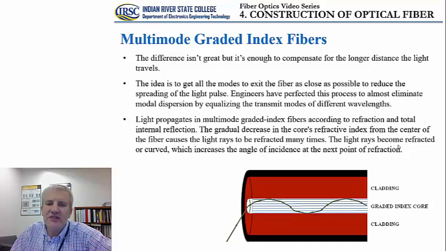And by doing that, we are basically changing the trajectory, we're changing the direction of the light propagation. So the light becomes more refracted, more curved, as indicated on this picture here, and that's going to increase the angle of incidence at the next point of refraction. So we have this curvy type of trajectory that a light is going to follow as it moves through the core of this type of optical fiber.